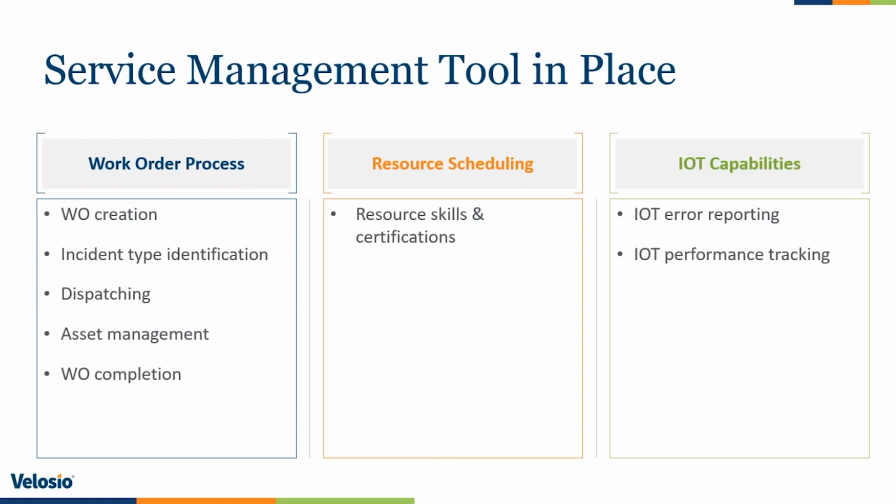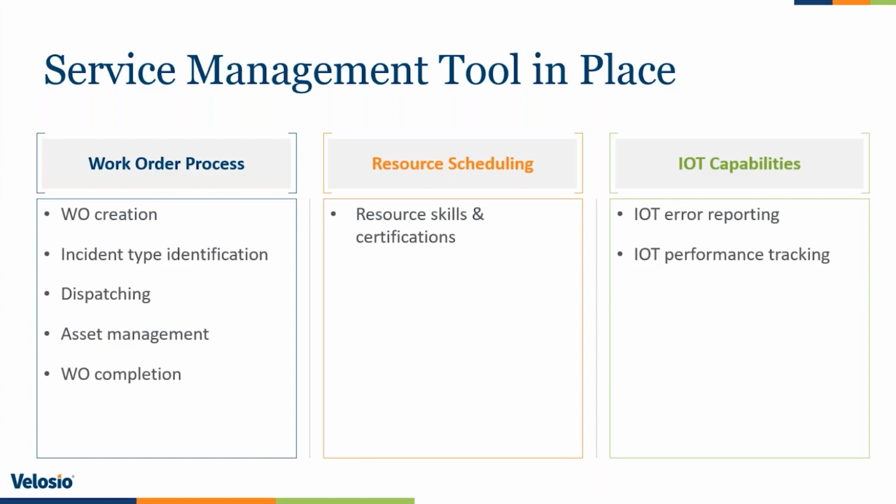Next is resource scheduling. Does your tool have a way to identify resource skills and certifications that align with the failure types? Having this in place will assist with aligning the proper resources with the error codes the assets produce.